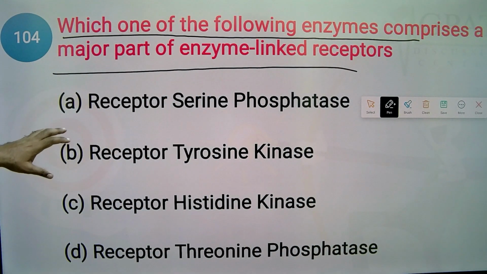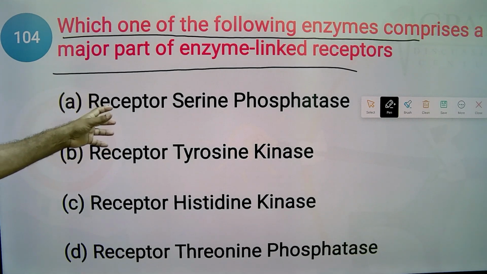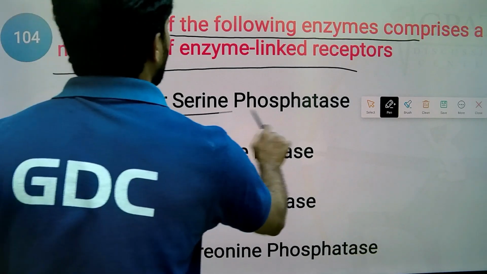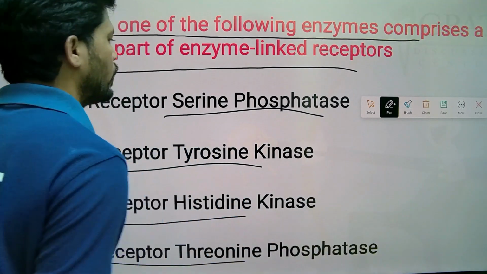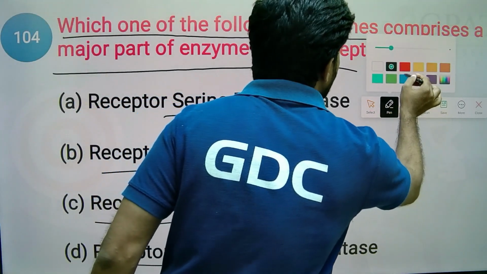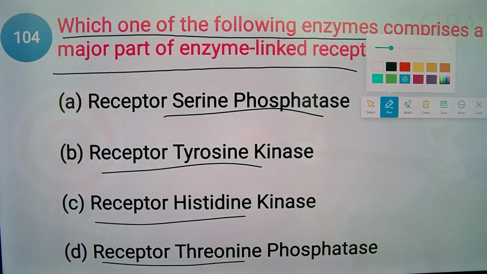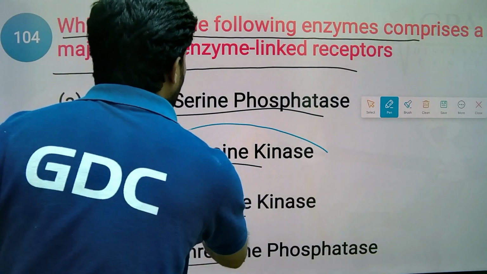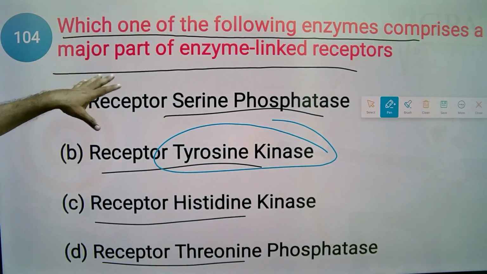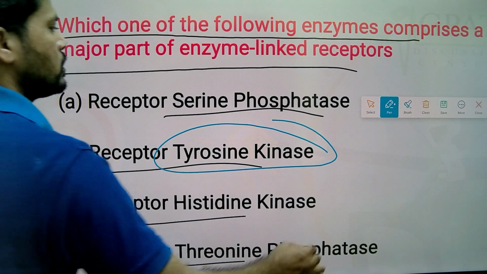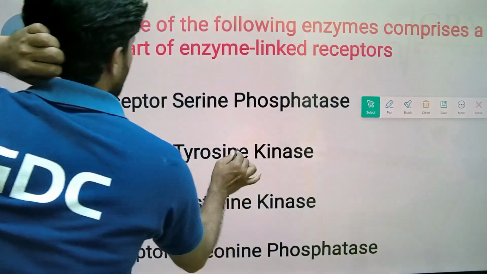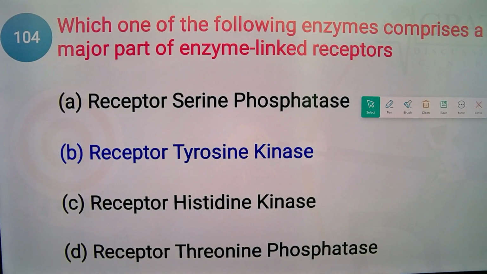Enzyme-linked receptors, also known as catalytic receptors, are called so because the receptors interact with enzymes for their action. The options are receptor serine phosphatase, receptor tyrosine kinase, receptor histidine kinase, receptor threonine phosphatase. In enzyme-linked receptors, in more than 90% there is involvement of the tyrosine kinase enzyme. That's why enzyme-linked receptors are also known as tyrosine kinase receptors.